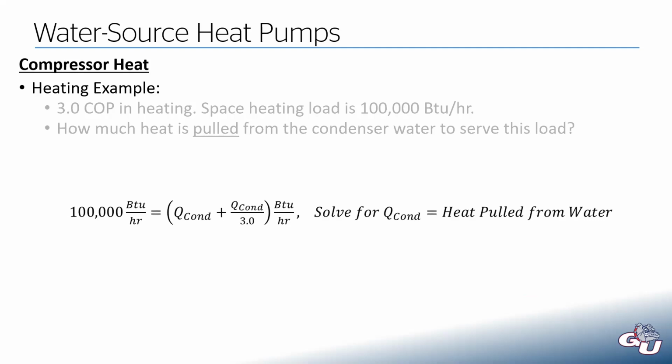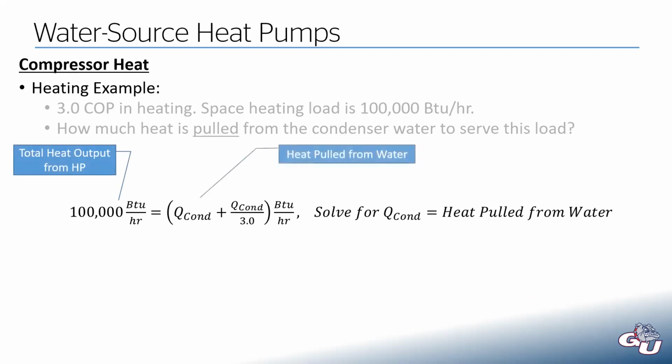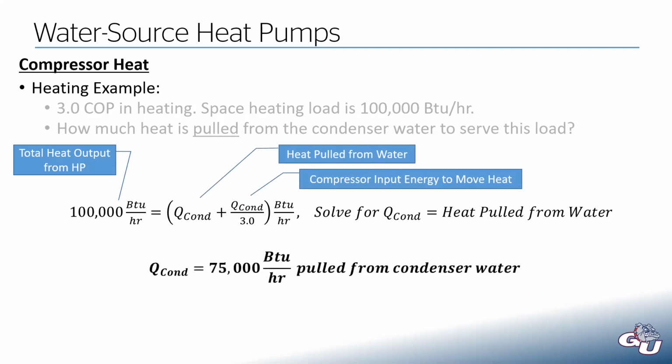Plug it into this equation I just gave you. So if we know we need to deliver 100,000, and then we have our condenser water terms over here, or you could just start with the version of this where the condenser term is what you're solving for. But this 100,000 is our total heat output. And then we have the heat we're pulling from the water plus our compressor input energy that's required to move that Q condenser. And if you solve for that, you find out you need to pull 75,000 BTUs per hour out of the condenser water. But even though you've only pulled 75,000 out, you still get 100,000 delivered as your useful output.